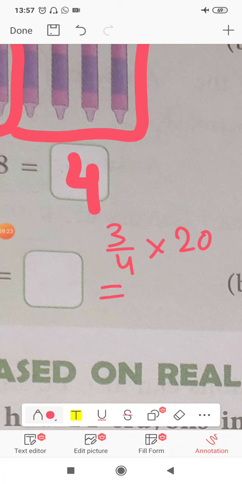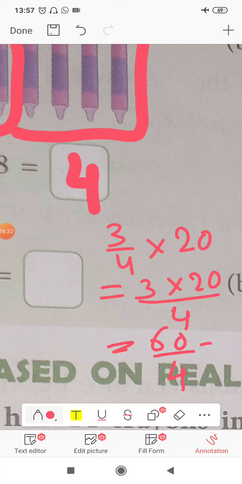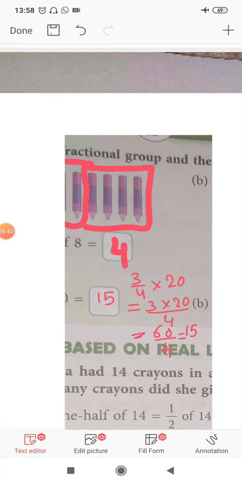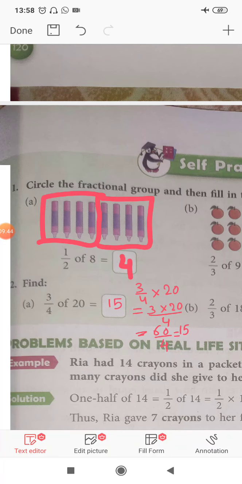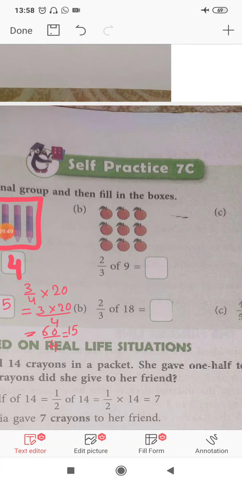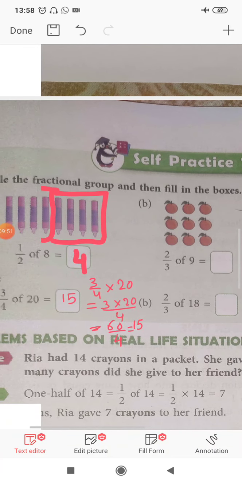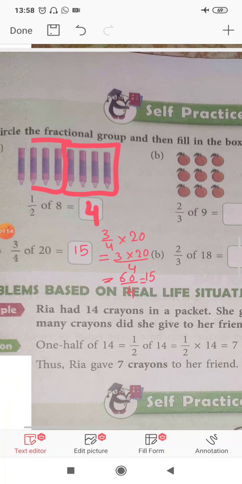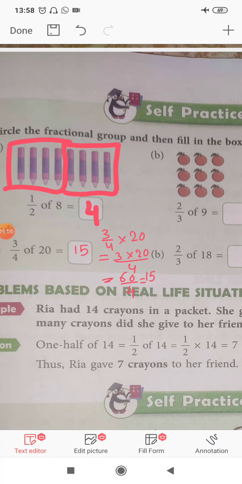Now we will multiply the numerator by 20, so it is equal to 3 multiplied by 20 divided by 4. So 60 divided by 4. If we divide 60 by 4, what is the answer? Yes, 15 is the answer. So the answer will be 15 here. You can write the answer in the book only. Okay, now I think you can solve the other questions also. It is very easy. Just follow the instructions and you can solve it easily.